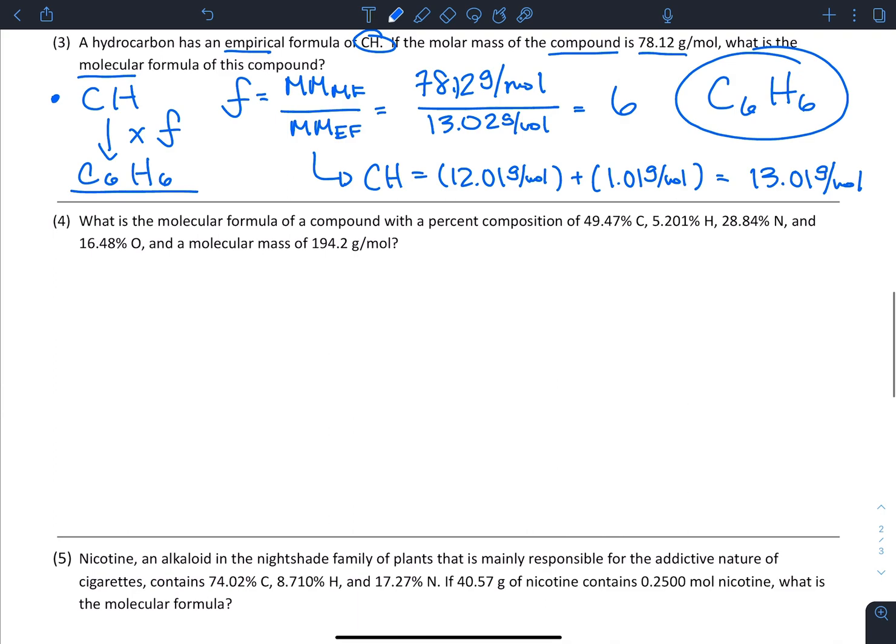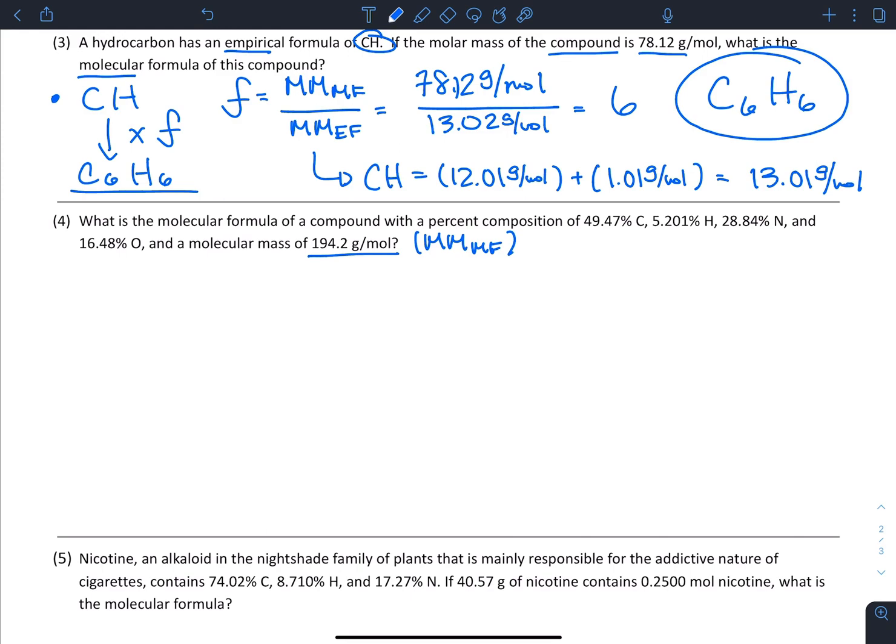They can be a little bit more complicated. So if we look at number 4, this says, what is the molecular formula of a compound with a percent composition of 49.47% carbon, 5.201% hydrogen, 28.84% nitrogen, and 16.48% oxygen? And the molecular mass is 194.2 grams per mole. So this given value is your molar mass of your molecular formula. So we have some compound that contains carbon, hydrogen, nitrogen, and oxygen, but we do not know its empirical formula. So your first step is going to be to determine that empirical formula.